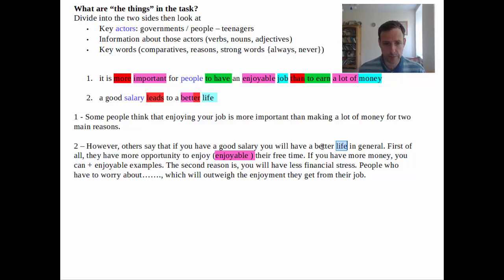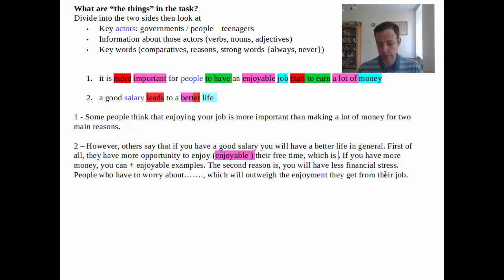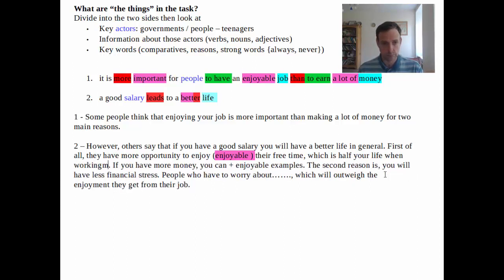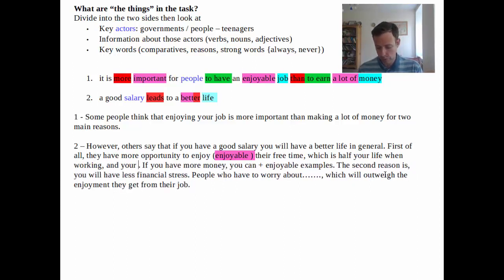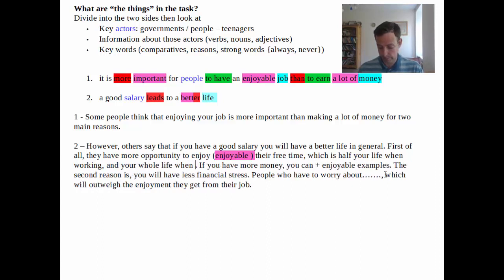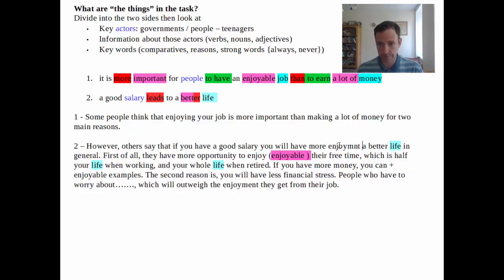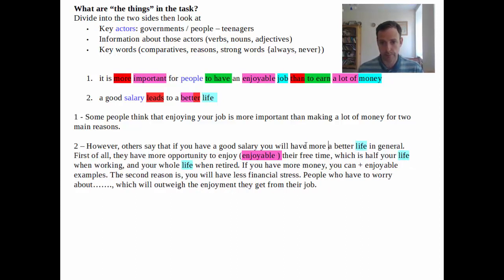If you look at my second one, I've got better life here. Enjoy your free time, so I can make that better, which is half your life. Life when working, and your whole life when retired. Okay, so there you can see that I've got this idea of life, life, life. Okay, because that's one aspect of the task. What might happen, you'll have more enjoyment. If I change that there, maybe I'll just do a new paragraph.